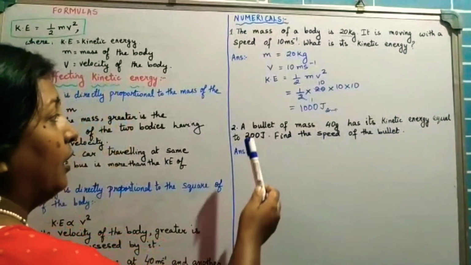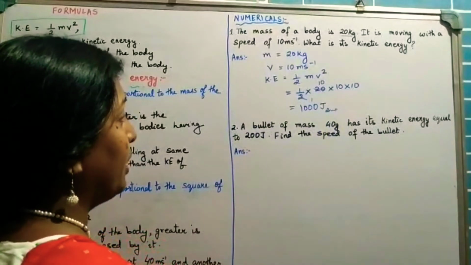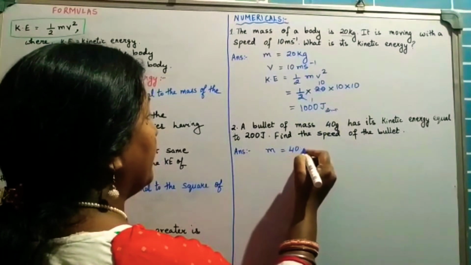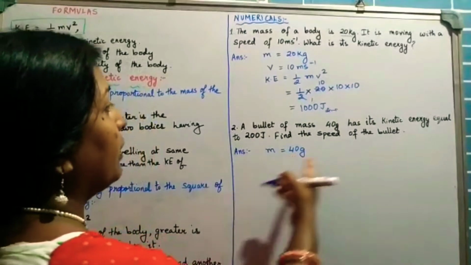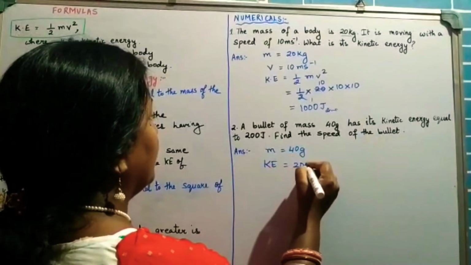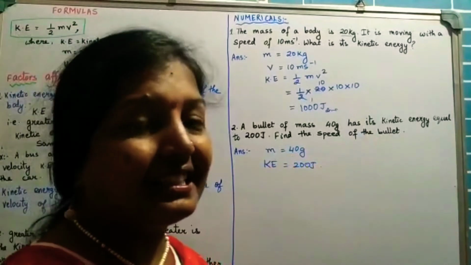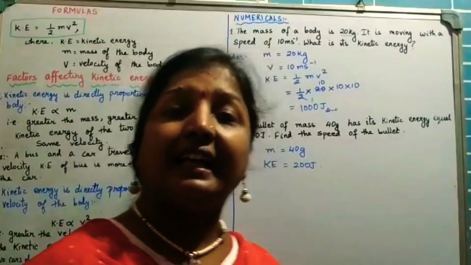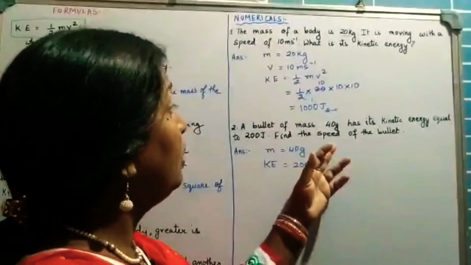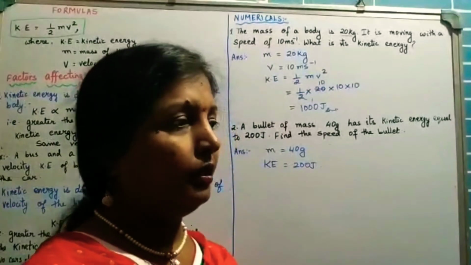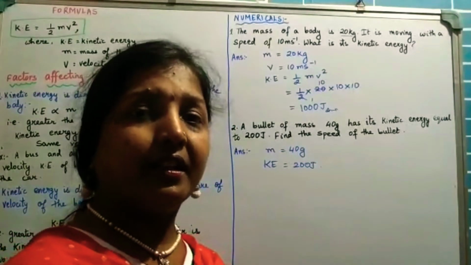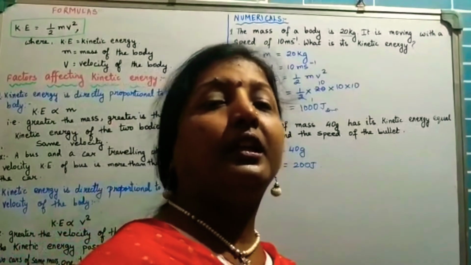A bullet of mass 40 grams. So we are given the mass as 40 gram. We are given the kinetic energy as 200 joule. So in this case, instead of velocity, you are given the kinetic energy. You are given the mass and you are asked to find out the speed of the bullet. So we need to find out the speed, but before going to find the speed, as I said, you have to first check if both are in the SI unit or not.